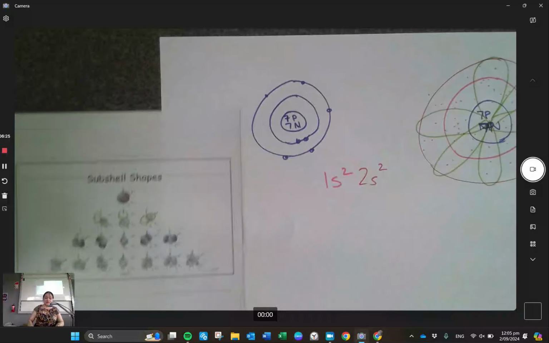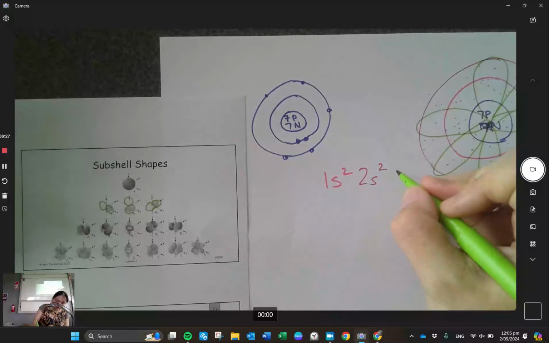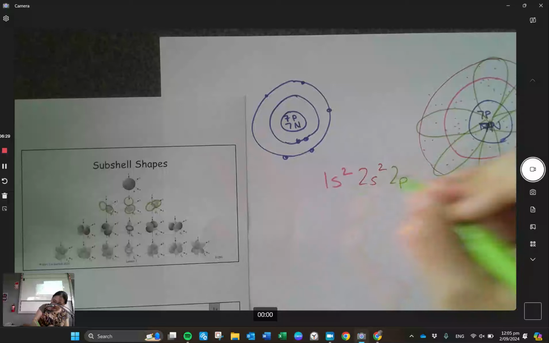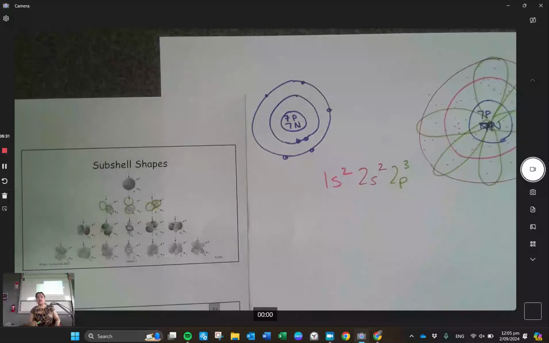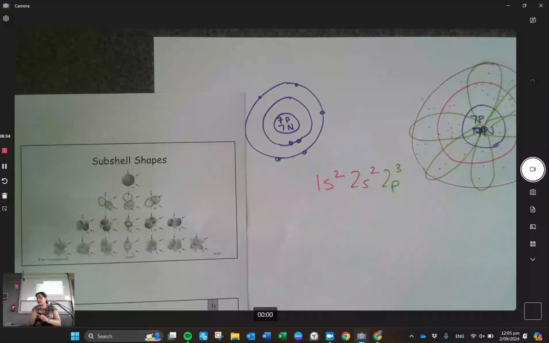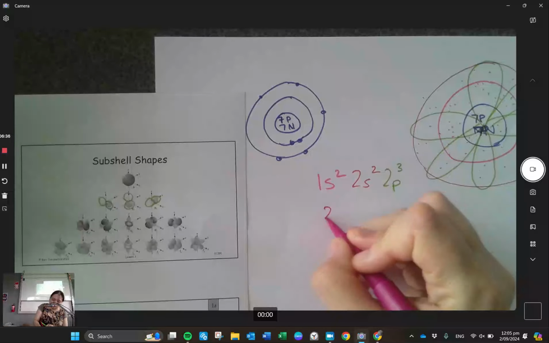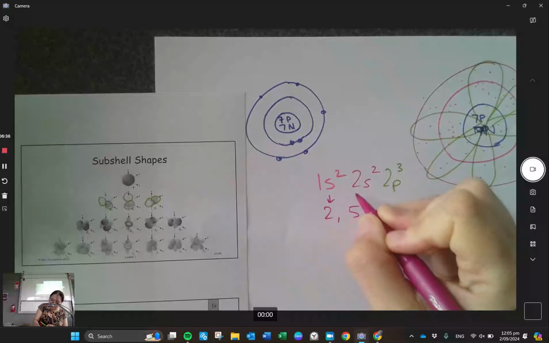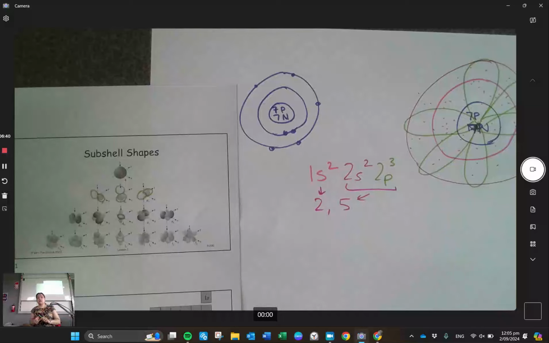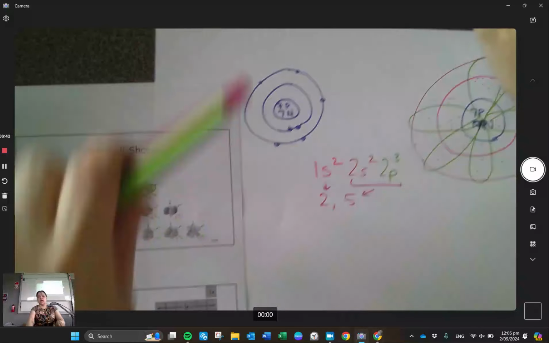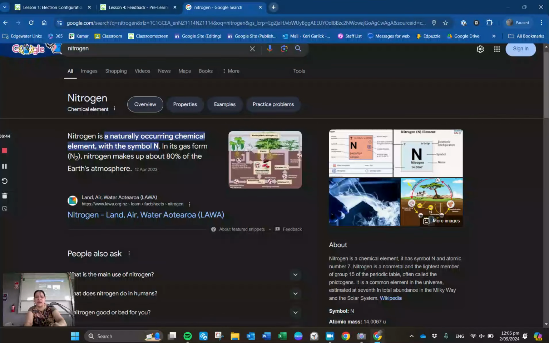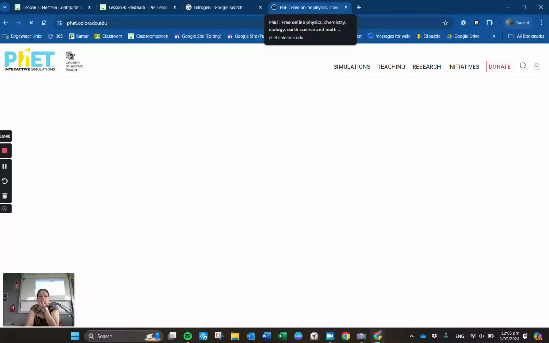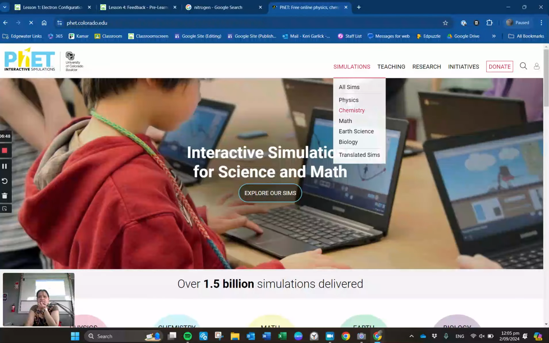No, we're not. Okay, let me find the PhET software. So now we're starting to annotate in more detail. Before, you guys would have said this as 2, 5. Now we're getting more specific. I think PhET probably has a simulation to show you this. Let me just see.